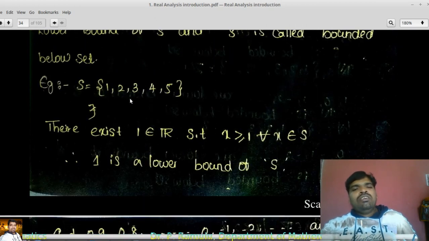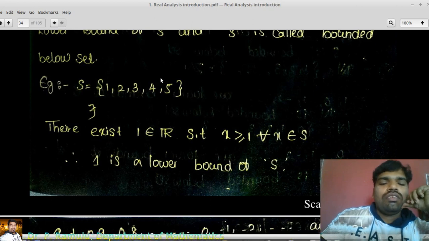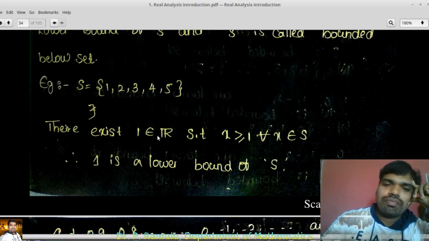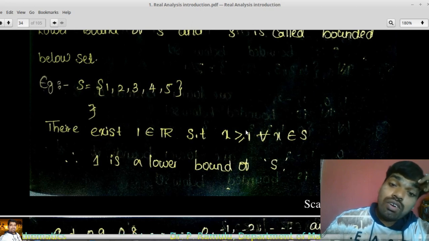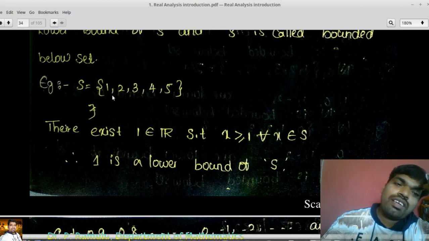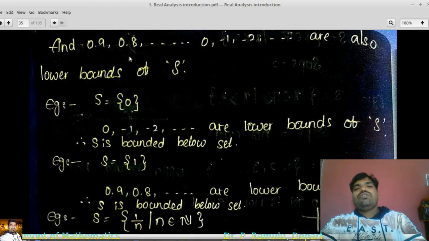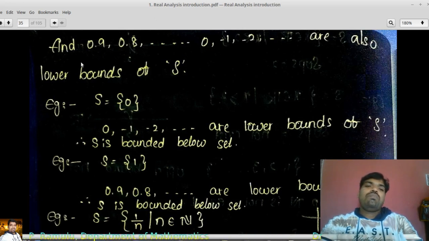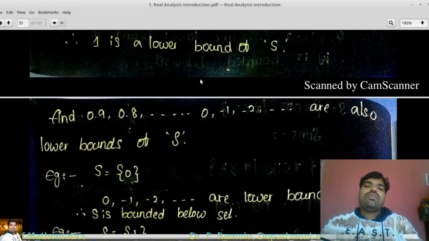For example, I am taking here S is equal to 1, 2, 3, 4, 5. If I take this example, 1 belongs to R such that X is greater than or equal to 1 for all X belongs to S. That means 1 is less than or equal to all other elements. That's why I am taking 1 as a lower bound and S is called bounded below. Not only 1, you can take 0, 0.1, 0.2, 0.3, any numbers less than 1. Or you can take 0.999, minus 1, minus 2, minus 3, all are lower bounds of this set. So 0.9, 0.8, 0, minus 1, minus 2 and so on are also lower bounds of S. Then S is called a bounded below set.